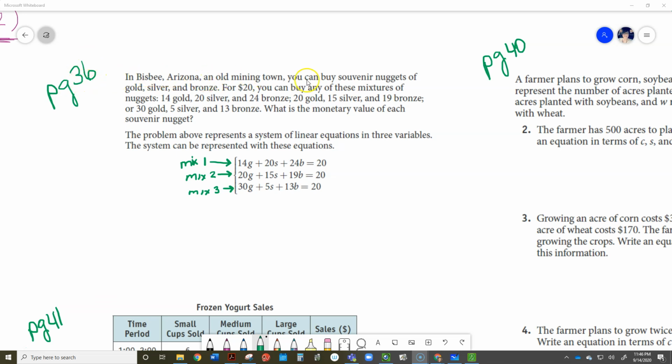Here they talk about a mining town. You can buy souvenir nuggets of gold, silver, and bronze. So each time you're going to spend $20. Each one of these is worth, for $20, you can buy this. So there's 3 different ways you can spend $20. You can get 14 gold nuggets, 20 silver, and 24. So just think about it, there's 3 different packages.